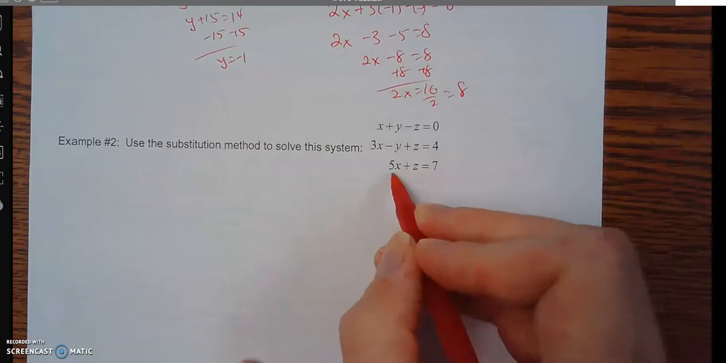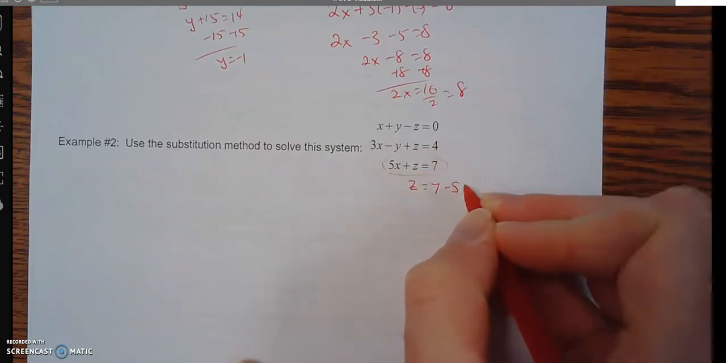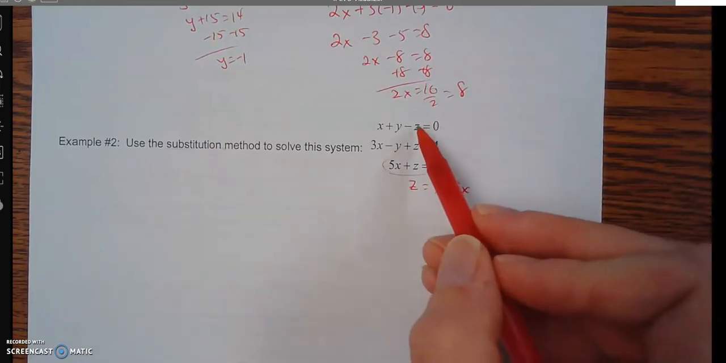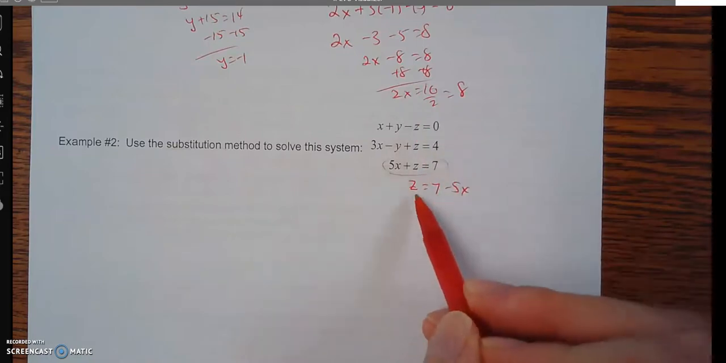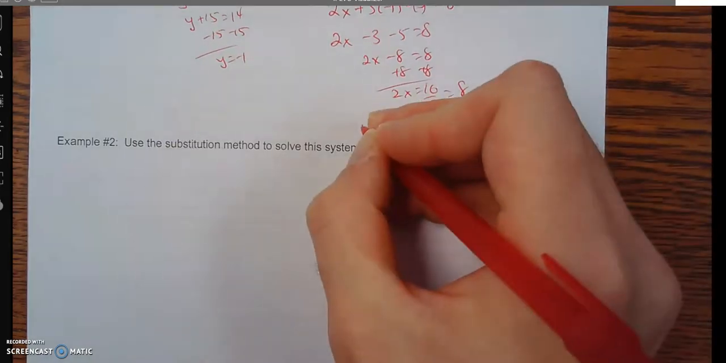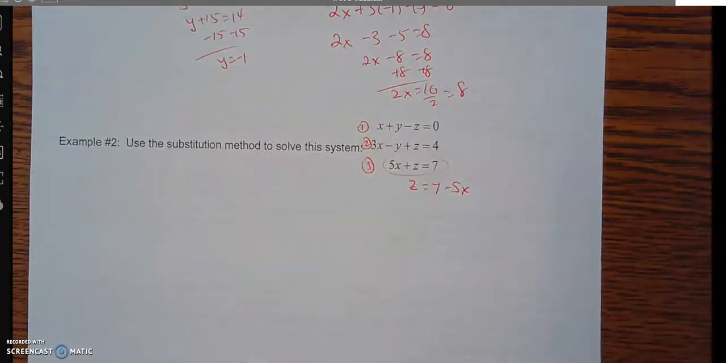So I'm going to look down here. This one, I'm going to get that z by itself. So it'd be z equals 7 minus 5x. I'm going to plug in for both of these z's. I'm going to plug in z equals 7 minus 5x. Let me label these equations too. That might make it easier to follow. So let's call them 1, 2, and 3.